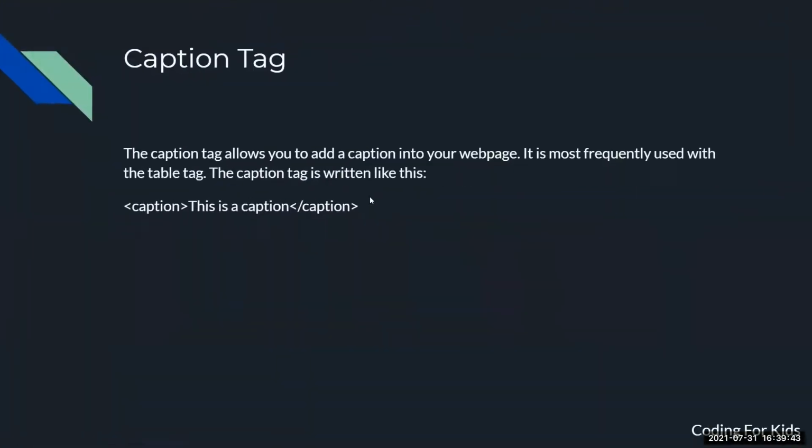Then we have the caption tag. The caption tag allows you to add a caption into your website or web page. It is most frequently used with the table tag. I mostly see it with the table tag personally, and the caption tag is written like this. You just write caption inside of the angle brackets, and then inside you write your caption. For example, I just wrote this as a caption.